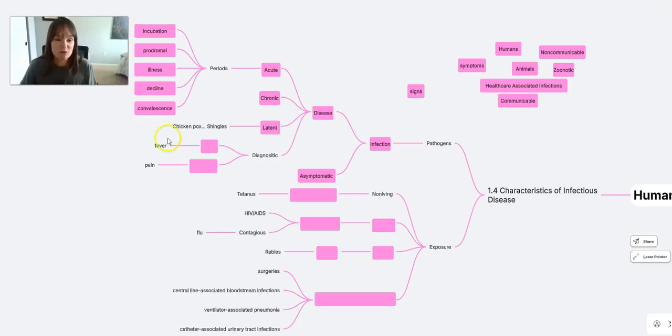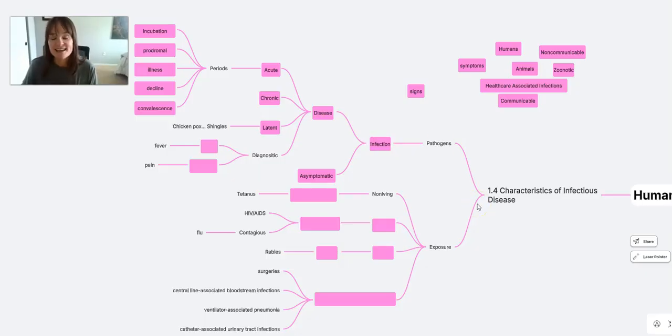Maybe you could come up with a mnemonic to help you remember this. Here's a silly one. Icky pirates invade delightful coves. Okay, so that's the order of the periods of acute disease from an infectious pathogen.